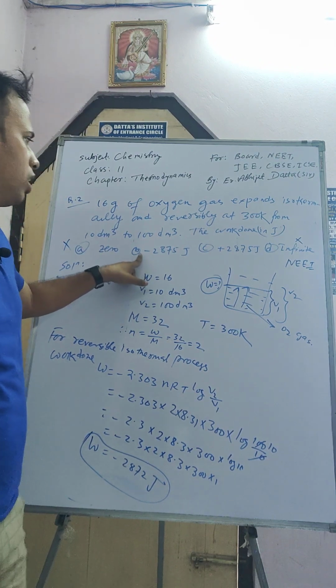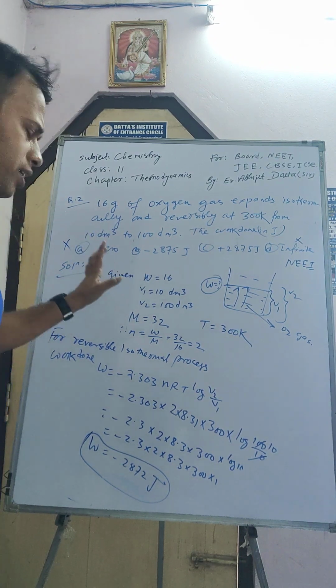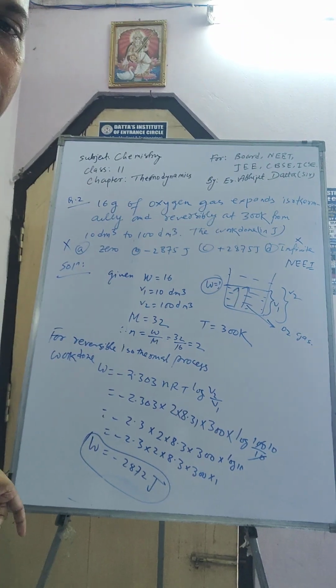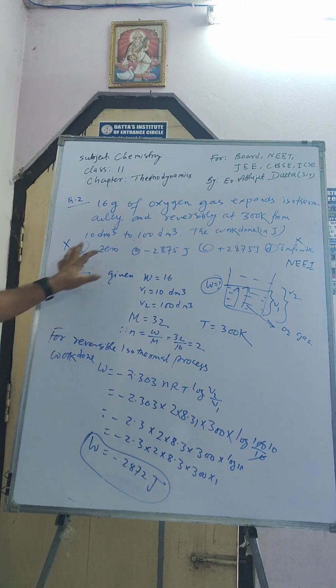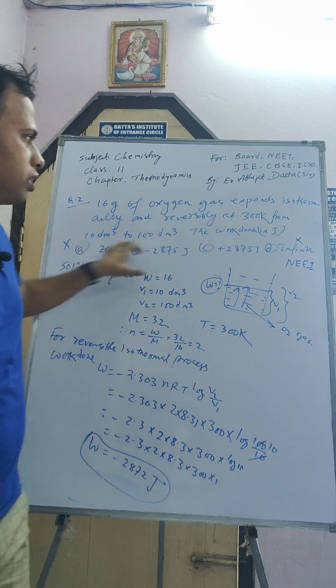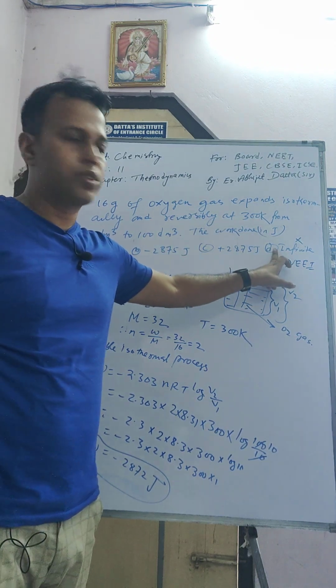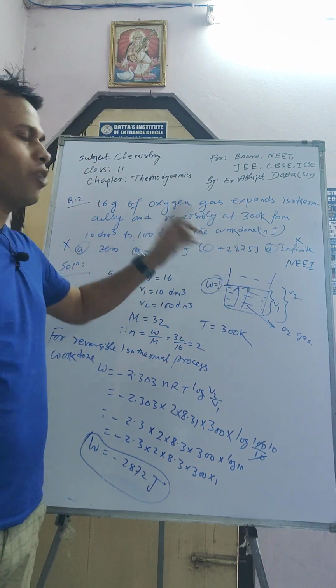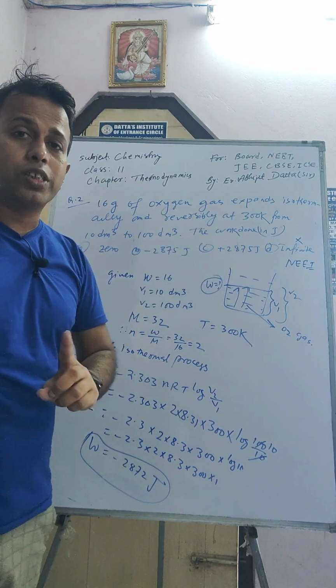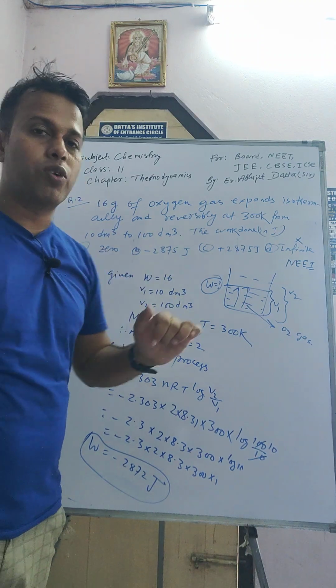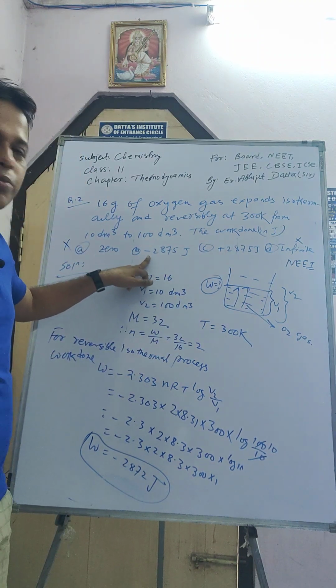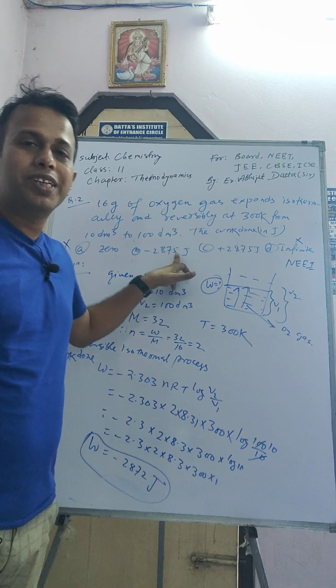If you want to calculate, there is one shortcut method I will explain. Let's see, this option will not be there in an isothermal process, and this option will not be there in isothermal and adiabatic process. So between these two, one option is correct. In an isothermal process, the work done will always be in minus form. So in a reversible process, 2875 will be the correct answer.